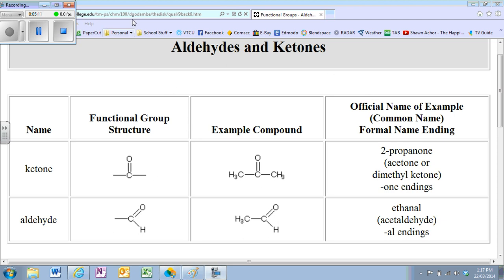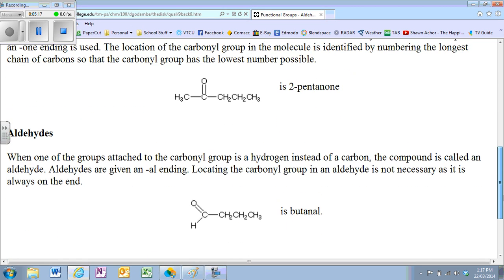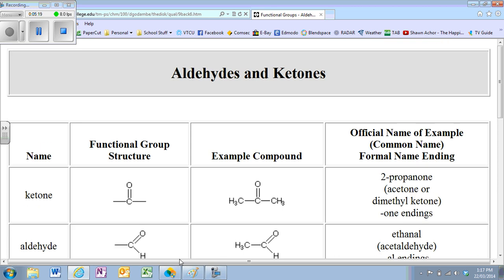I'll flick you this website as well, which sort of goes through functional groups nicely with some examples. I'll give that to you through our various forums for sharing files.